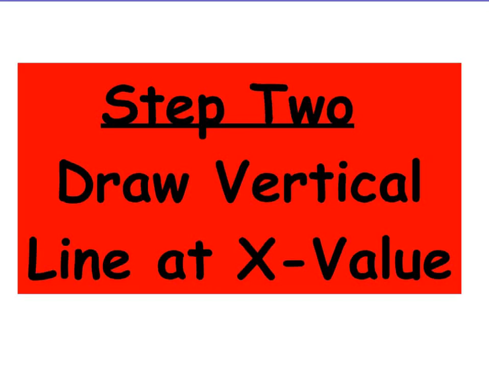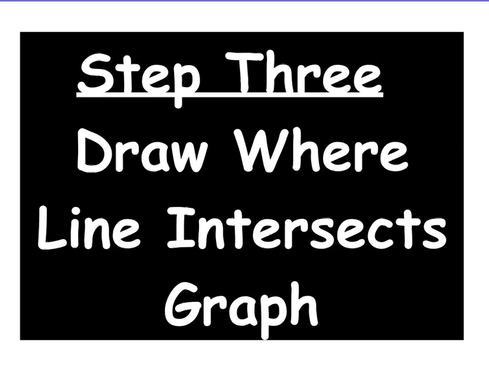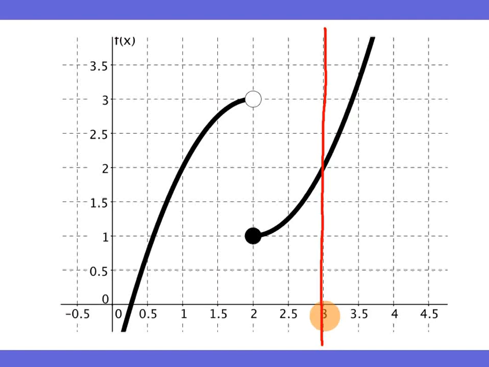There's your first step: locate the x value. Next, we're going to draw a vertical line at the x value. So at x equals 3, I'm going to sketch a little vertical line here. Sweet. Next step, find where the line intersects the graph. If we go back to the graph, we can see it touches right here. Basically, we're figuring out the y value.